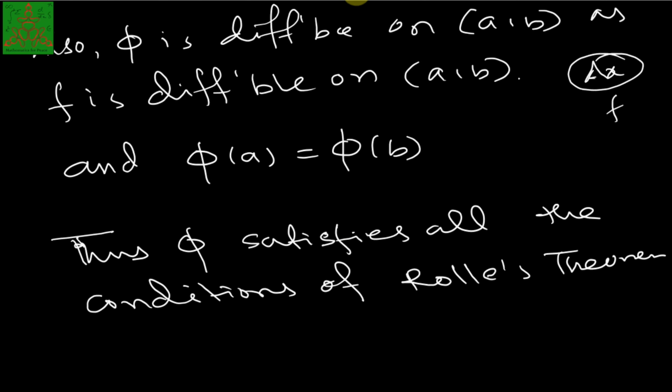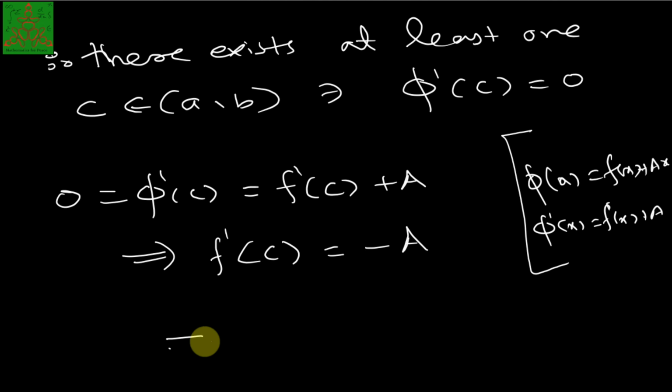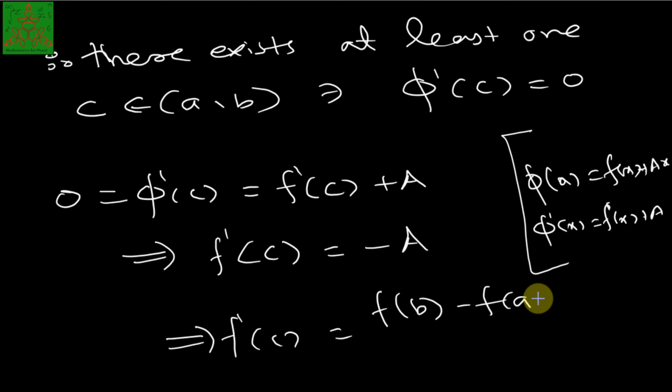But the value of a we have obtained is minus of f of b minus f of a upon b minus a, and that minus minus become plus, so that will imply that f dash of c is equal to f of b minus f of a upon b minus a, and that proves the Lagrange mean value theorem, which states that if f is continuous on a closed interval AB, f is differentiable on open interval AB, then there exists at least one c in between AB such that f dash of c is equal to this.